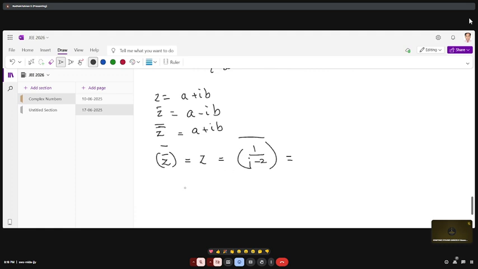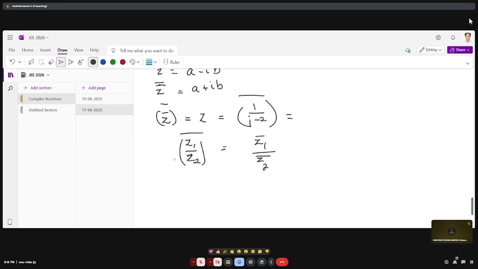The rule that we'll use is: conjugate of z1 by z2, where there are two numbers, is equal to conjugate of z1 divided by conjugate of z2. So your result will become: 1 by I minus 2 the whole conjugate is equal to conjugate of 1 divided by conjugate of I minus 2. It will be somewhat easier to solve this way.